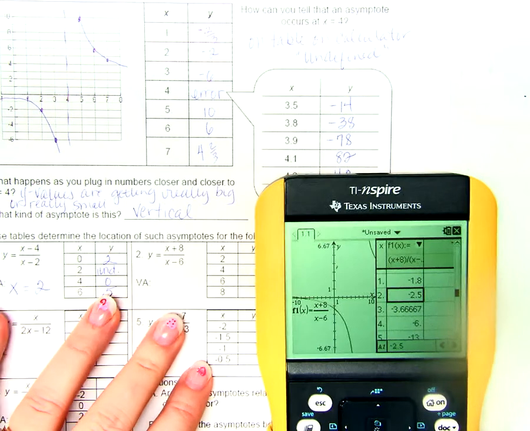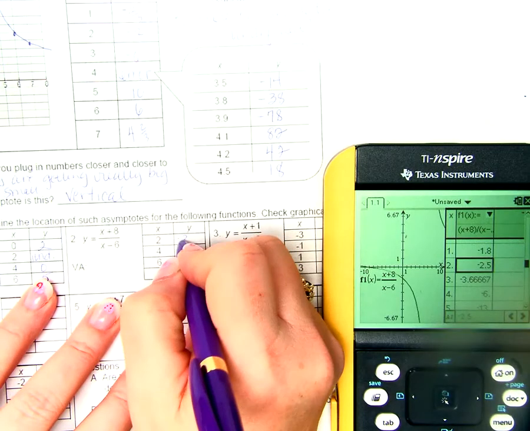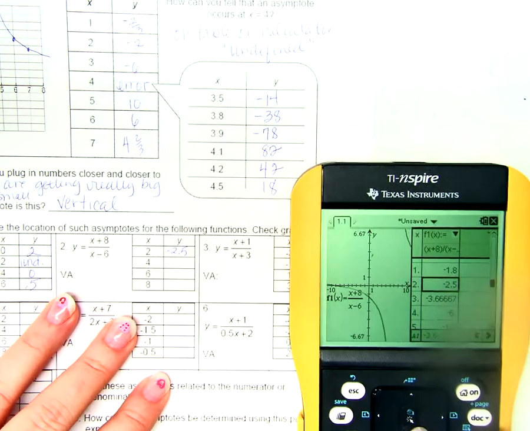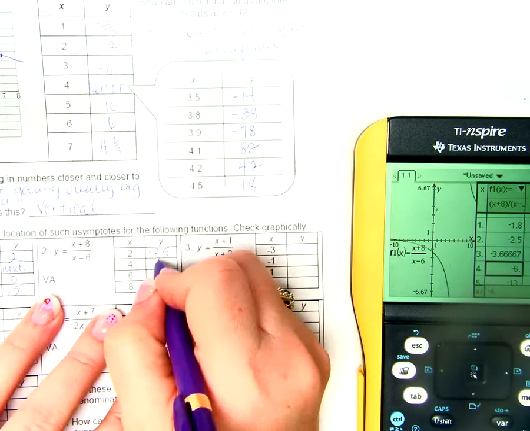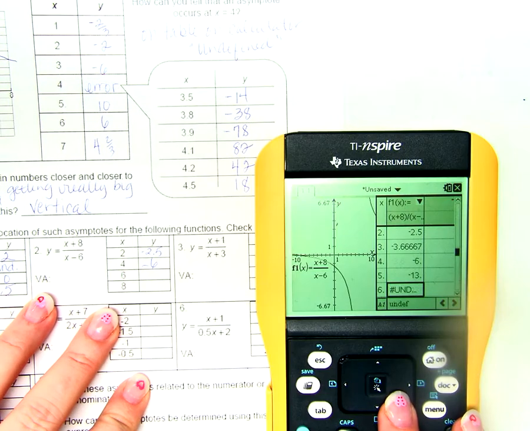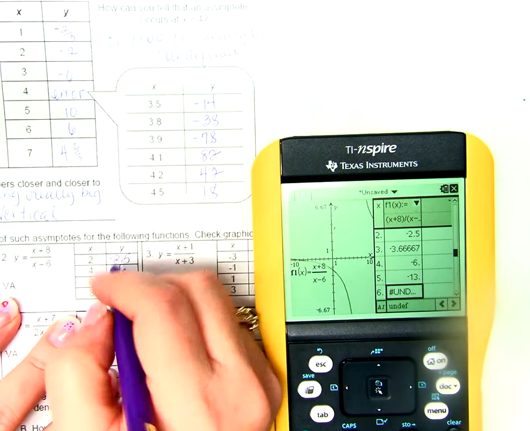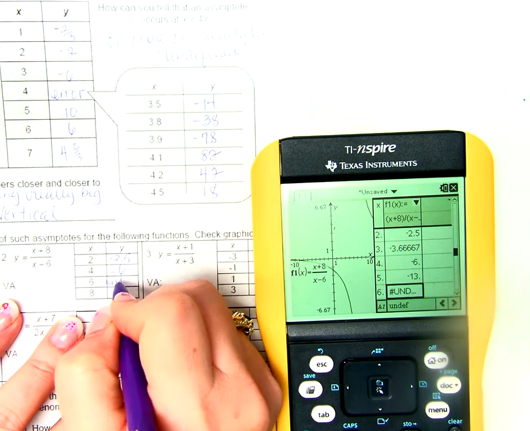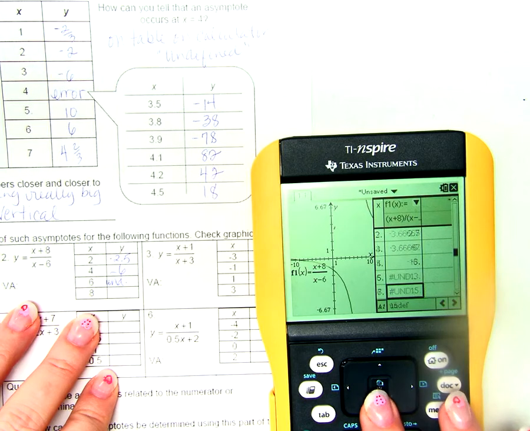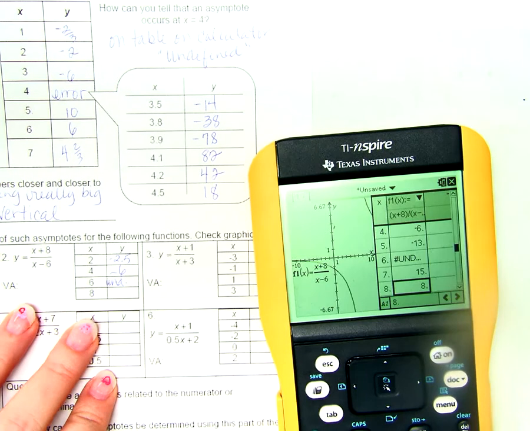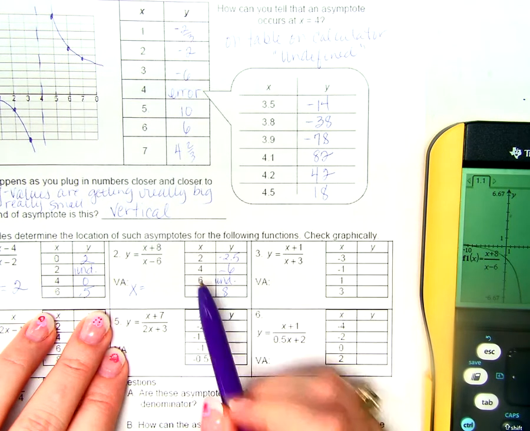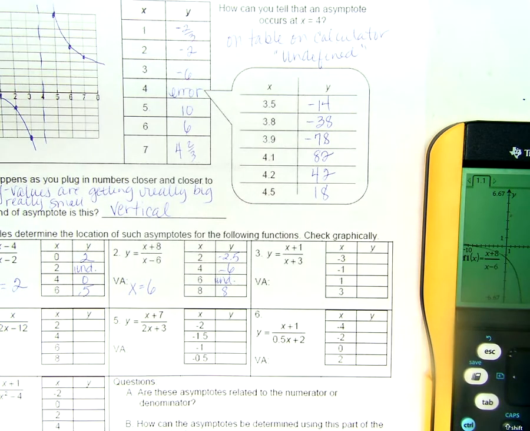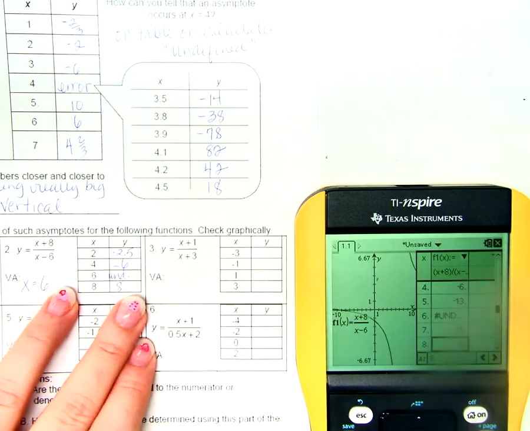So at 2, it's negative 2.5. At 4, it's negative 6. At 6, it's undefined. And at 8, it is 8. So where is my asymptote? Well, x equals, where's the undefined? 6. Okay?